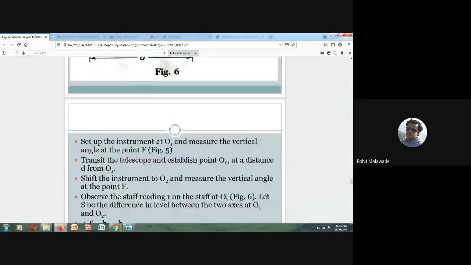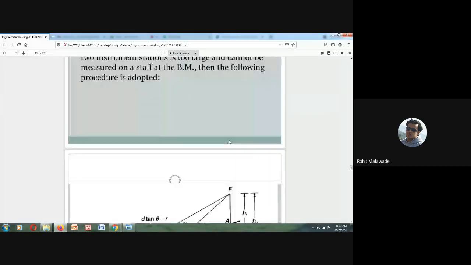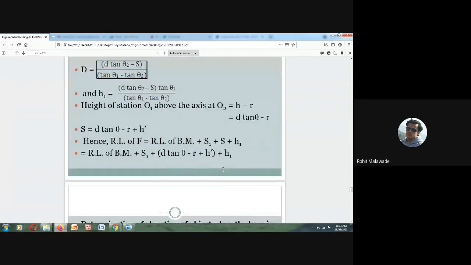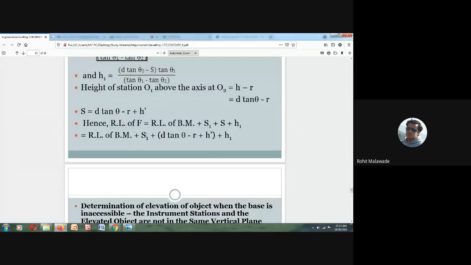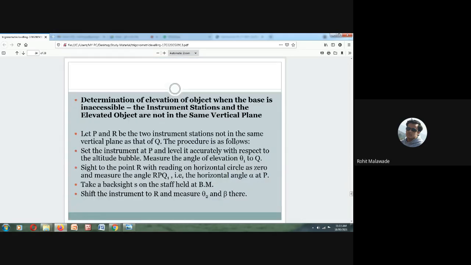plus H1. H1 we have calculated. So this benchmark plus S1 plus this S plus H1, and we can get the solution for this. So RL of BM plus S1 we already know, plus S, which we calculate as D tan theta minus R plus H dash, plus H1. So this is how we can calculate.